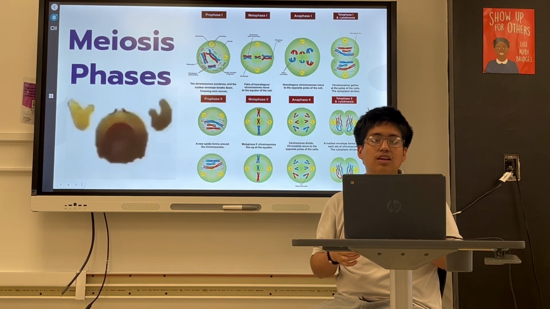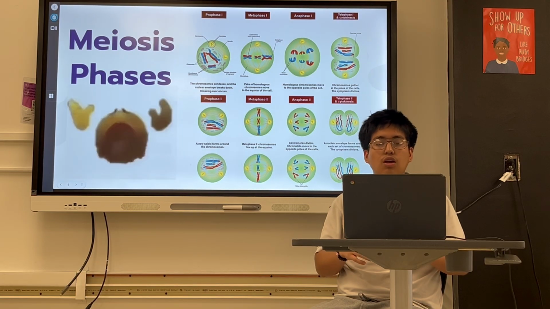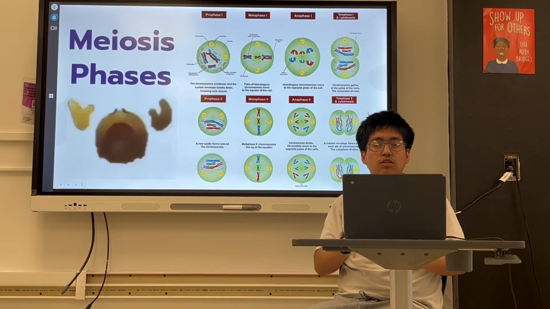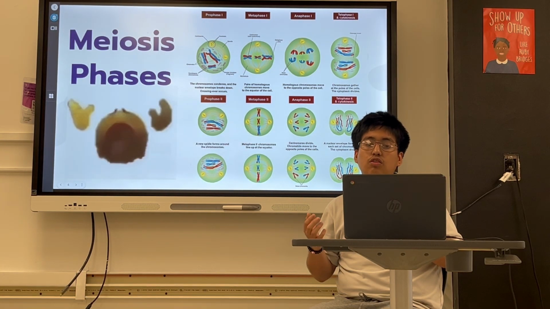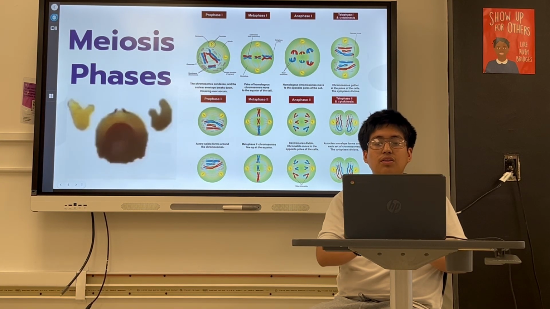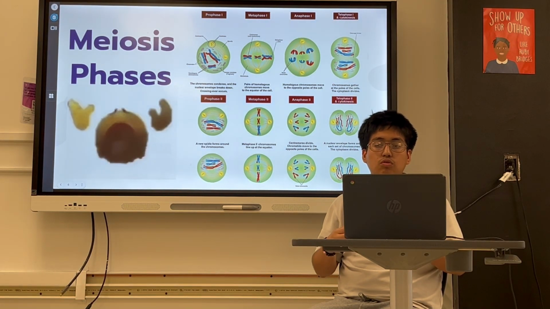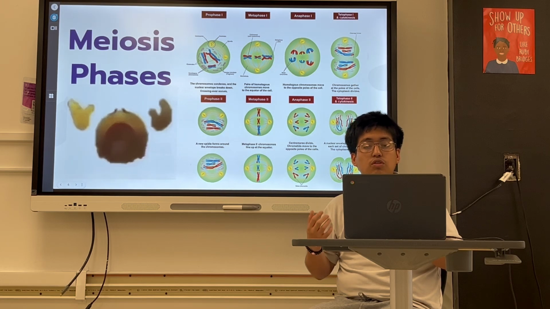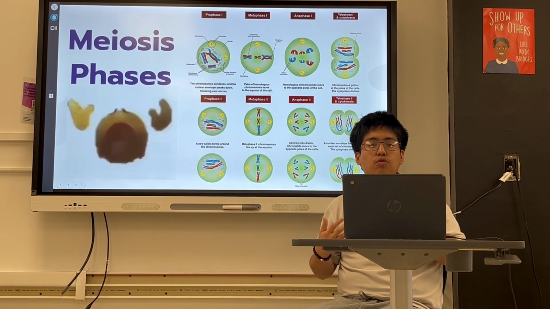Chromatin condenses into visible chromosomes, each consisting of two sister chromatids joined together at the centromere. Homologous chromosomes pair together in a process called synapsis, forming structures known as tetrads. While this happens, crossing over is also happening, where homologous chromosomes exchange segments of genetic material, creating new combinations of alleles, allowing for genetic variation to flow.